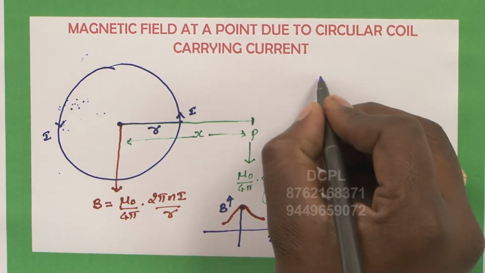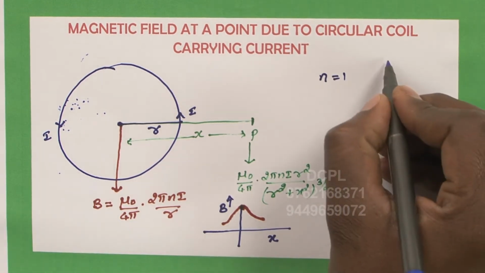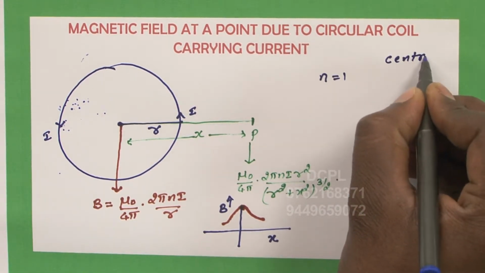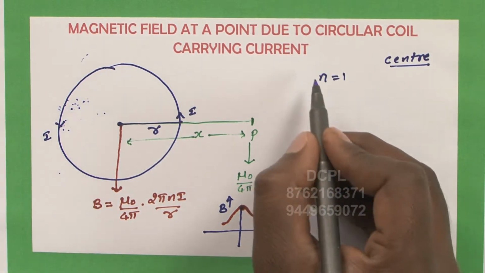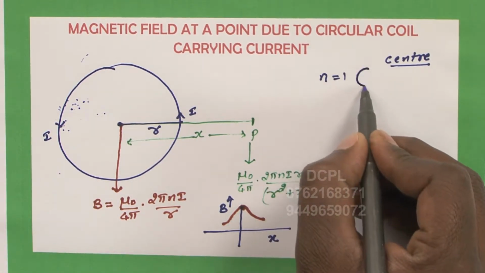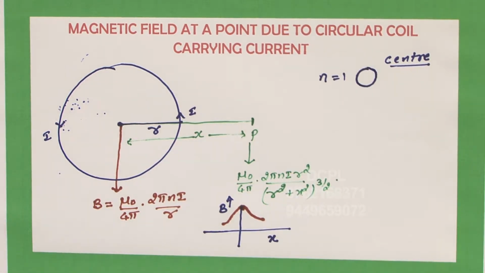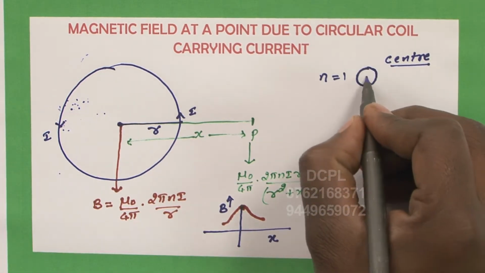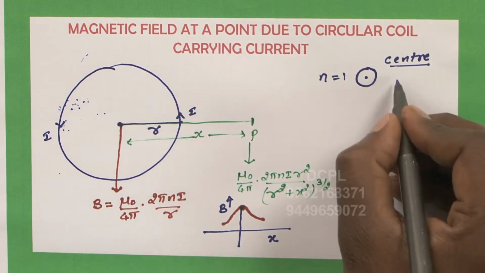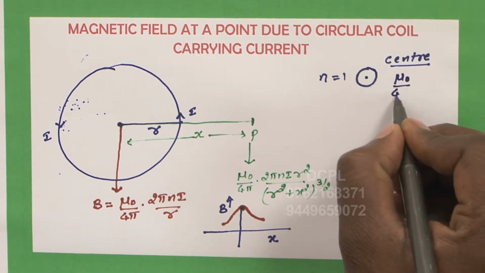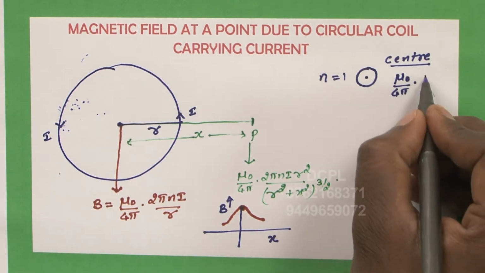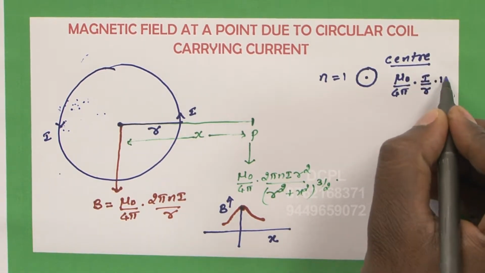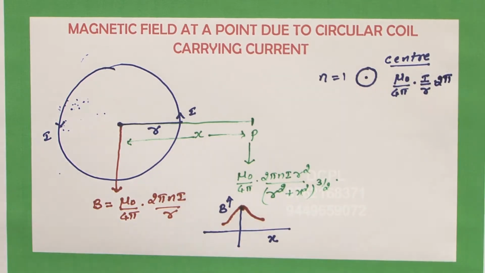Students, if you consider a circular coil having only one turn, then what is the magnetic field at the center? You are going to consider only one turn in this circular coil. Then the magnetic field at the center of this circular coil is mu naught by 4 pi into, substitute n equals 1 here. So, I can write that equation as I by r into 2 pi.